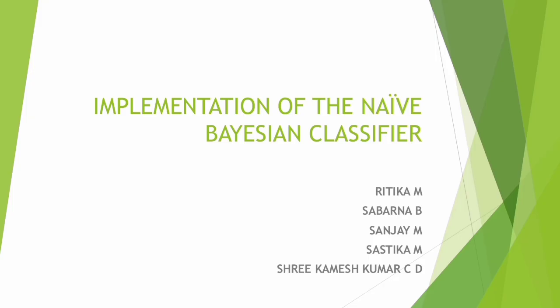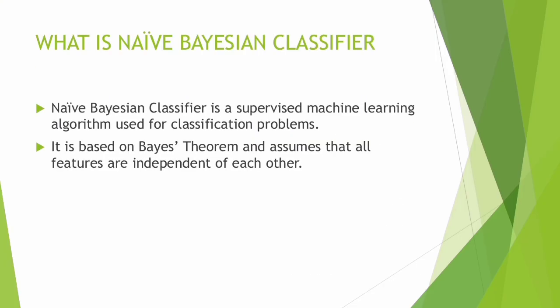Going to explain the implementation of the Naive Bayes classifier. First, what is the Naive Bayes classifier? It is a supervised machine learning algorithm used for classification problems. It is based on Bayes' theorem and assumes that all features are independent of each other.